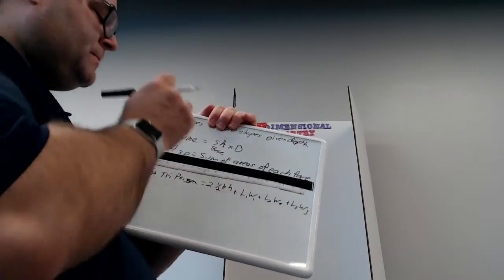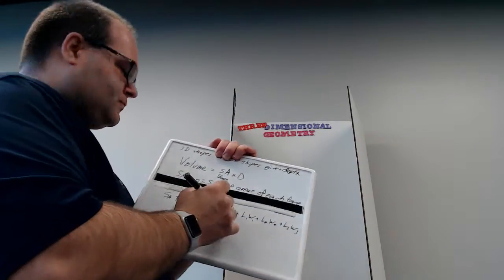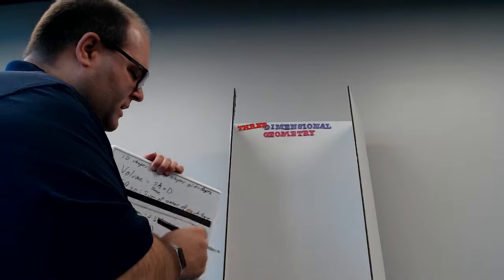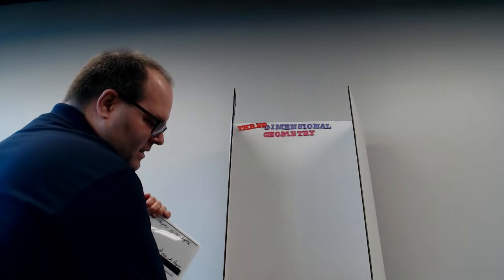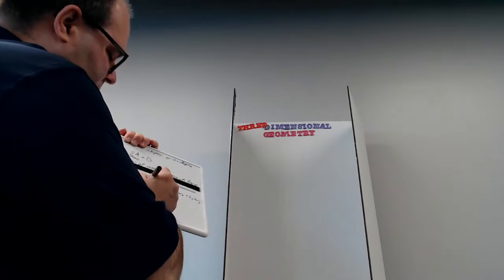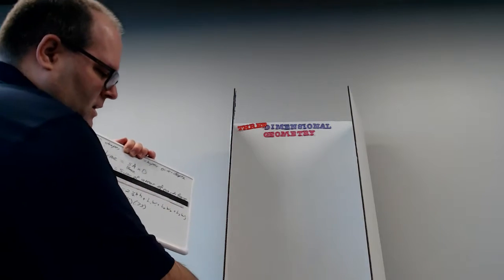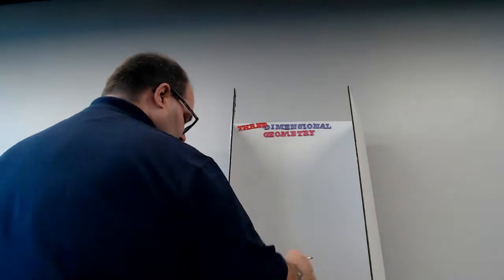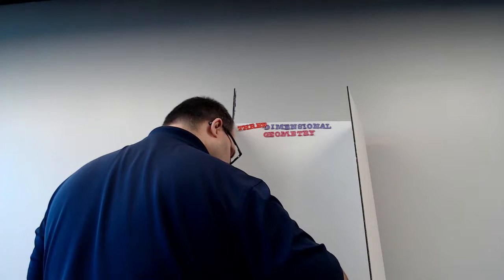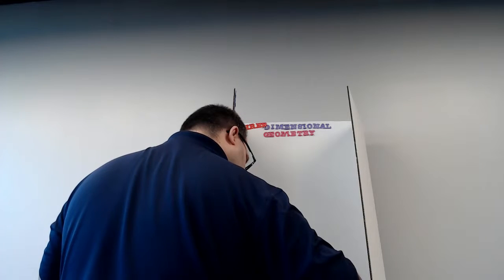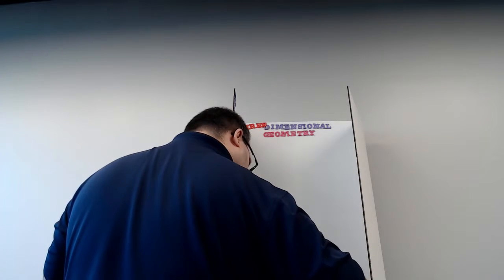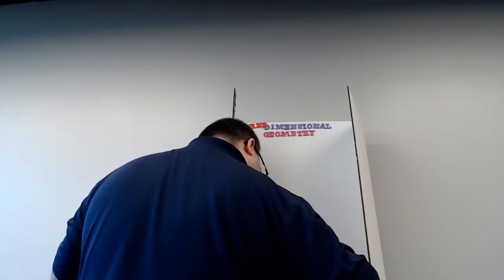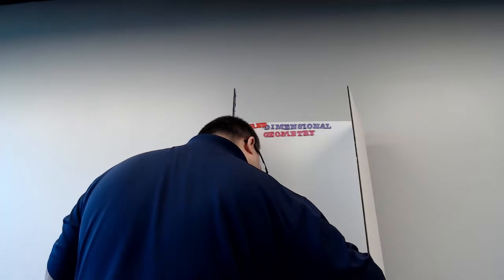So our base is going to be 2 times 1/2. Our base is going to be this whole length here, 0.75. Our height is going to be 5 divided by 2 squared.